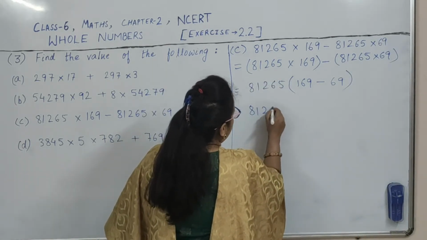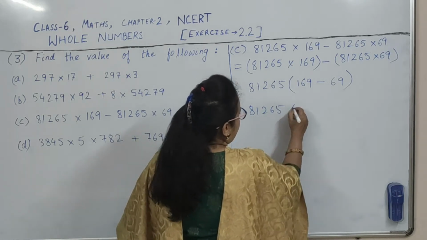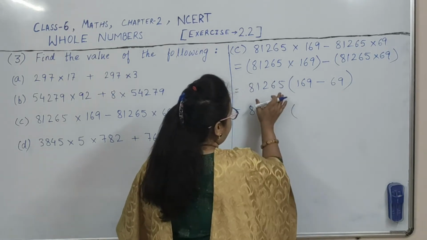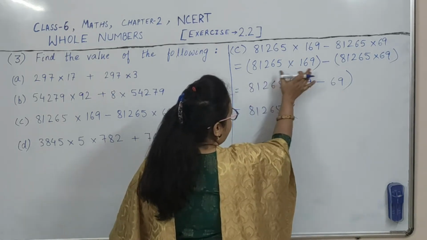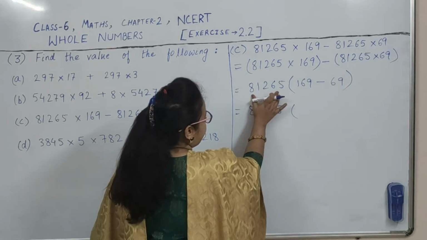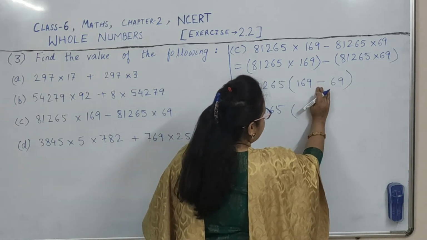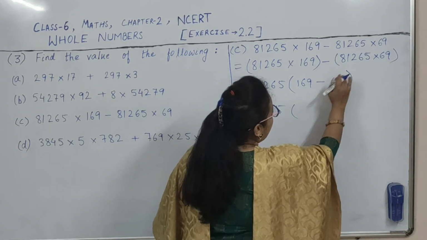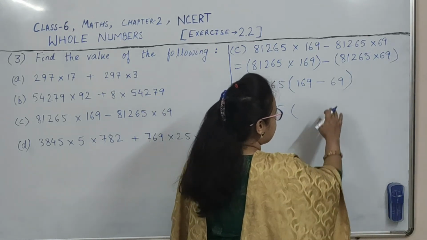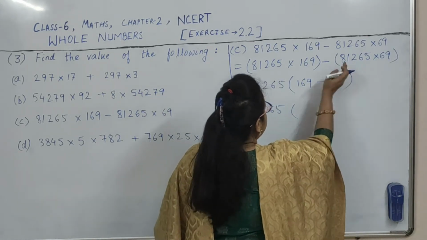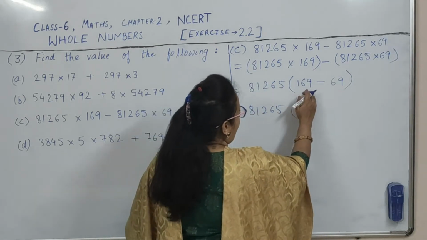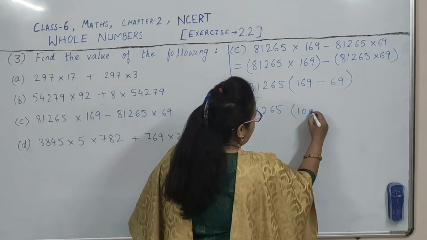Now 81265, why is it taken out? Because it is common for both the terms. This number is taken out. In the first term 169 remains, minus sign is there, so it has come here, and in the second term 69 is there, so we have taken it because this is taken out, right? Now 169 minus 69 is 100.